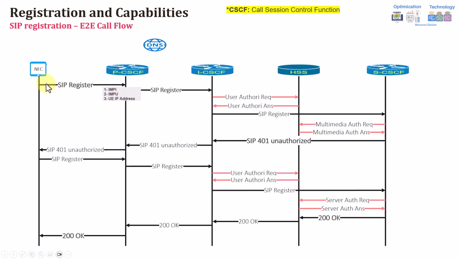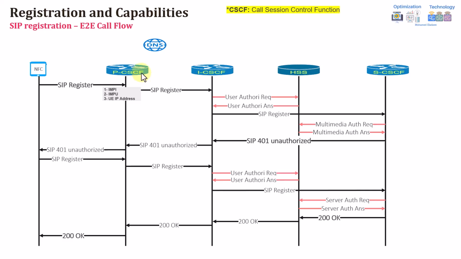The third piece of information is that the UE is telling the P-CSCF, the proxy call session control function, its own IP address. It's saying: this is my IP address, and whenever you would like to send any response or feedback, you need to send it to this particular address. Now the same information will be forwarded from the proxy CSCF to the interrogating call session control function, the I-CSCF. It cannot be forwarded from the proxy to the interrogating directly, because the proxy still doesn't know the IP address of the interrogating CSCF.